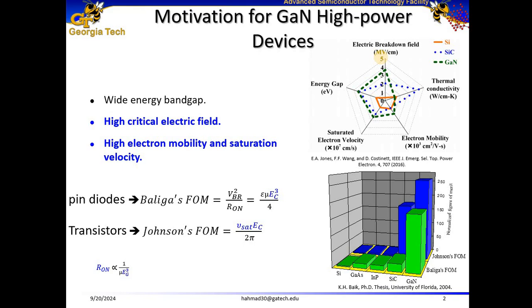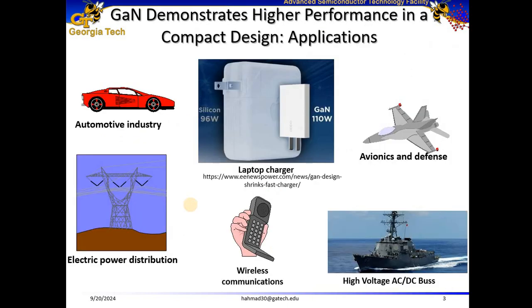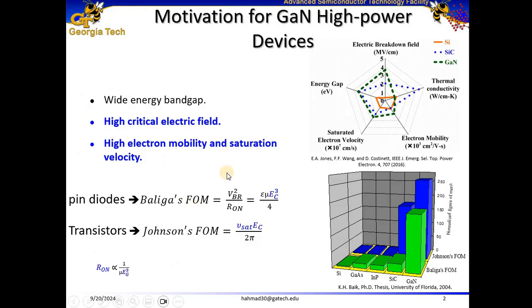Key parameters influencing the breakdown voltage include the depletion width, doping concentration, and on resistance. Now, there are a couple of figures of merit in order to gauge the performance of gallium nitride PIN diodes, or even PIN diodes in transistors. One of them is Baliga's figure of merit and the other one is Johnson's figure of merit. And here are the equations for both of them.